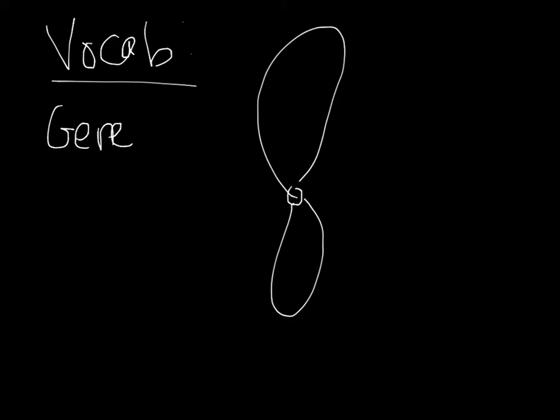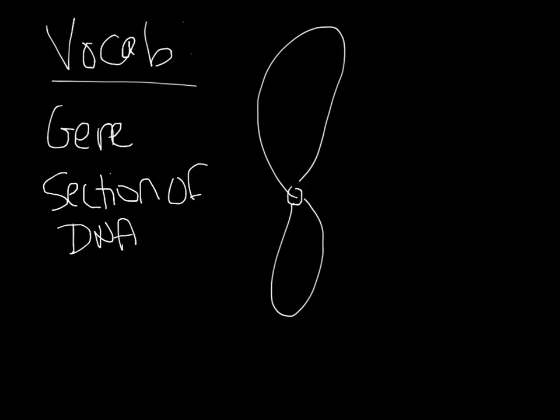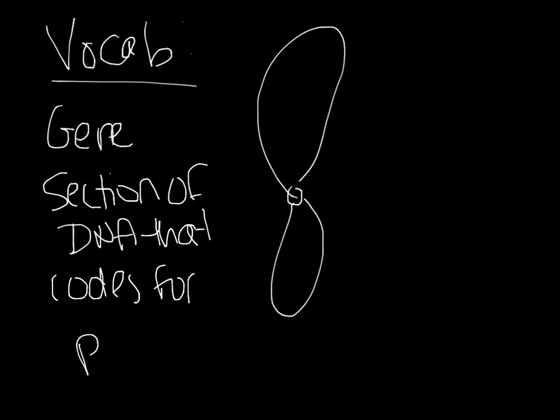So just a little highlight, we're going to talk about what a gene is. A gene is a section of DNA that codes for protein, and this is directly related to the central dogma.